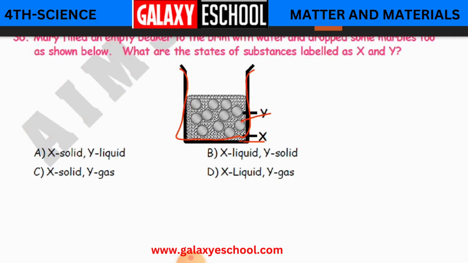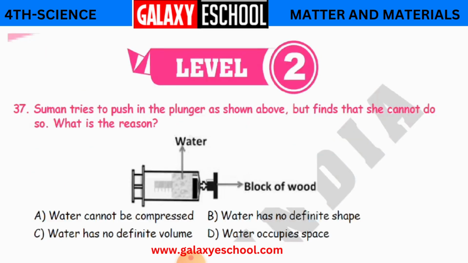And Y, what you are seeing here, they are the marbles. So what is the state of matter of marbles? They are of solid state. So that is why X is liquid and Y is solid. So B is our answer. Clear, children? Now, we'll go to the next question.